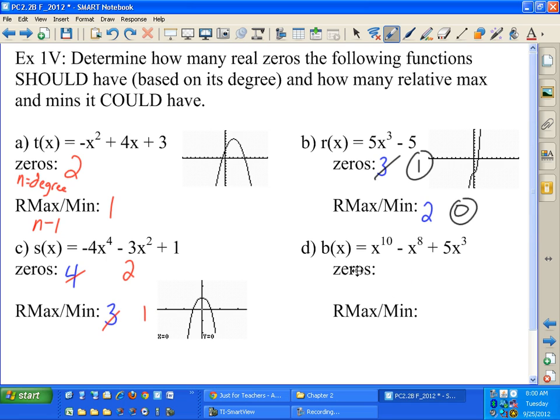Now I didn't graph this one, so if you want to see what it actually looks like, you should graph it. But it could cross the x-axis 10 times, and it should have 9 relative maximums and minimums. Now that doesn't necessarily mean that's what it is. As you've seen in B and C, that's not what actually happened. A is the only one that actually matched up with what it should. So please pay attention to these. These are just guidelines to what could or should happen.